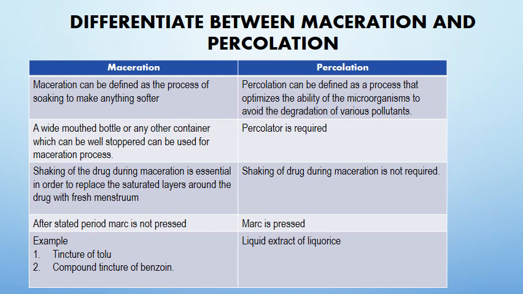In maceration, shaking of the drug during maceration is essential in order to replace the saturated layer around the drug with fresh menstruum. But for percolation, shaking of the drug is not required. In maceration, after the stated period, the marc is not pressed, but in percolation, the marc is pressed. The example of maceration is tincture of tolu or compound tincture of benzoin. The example of percolation is liquid extract of liquorice.